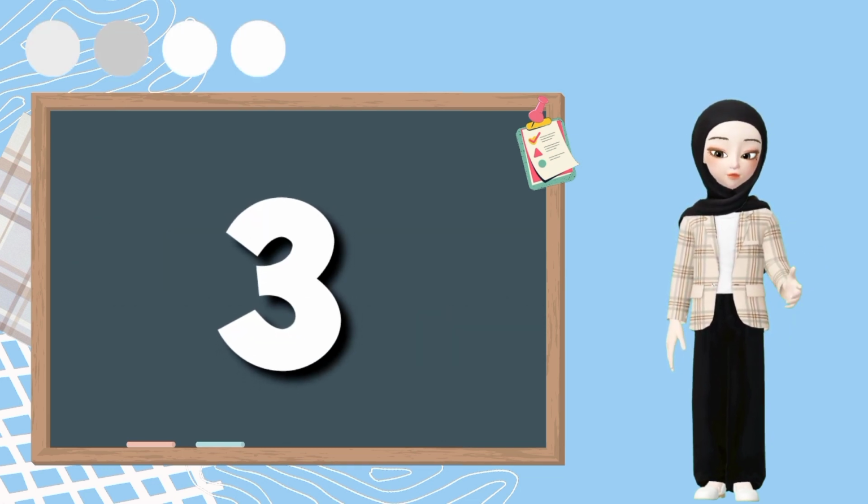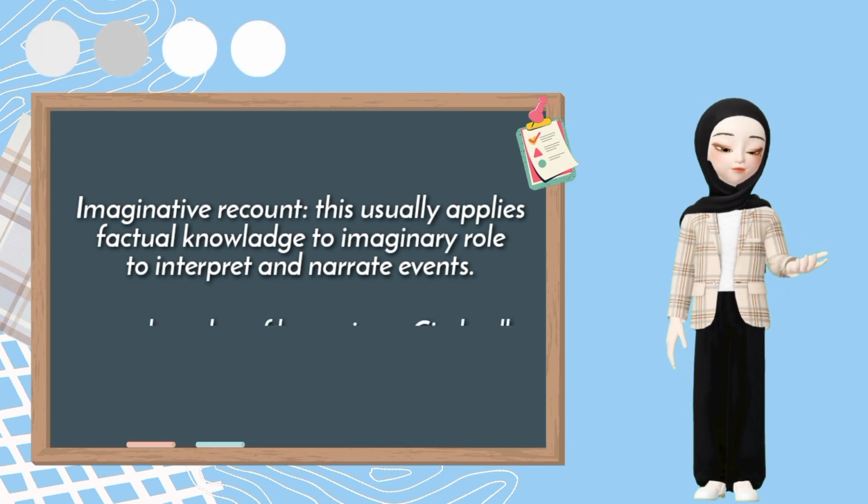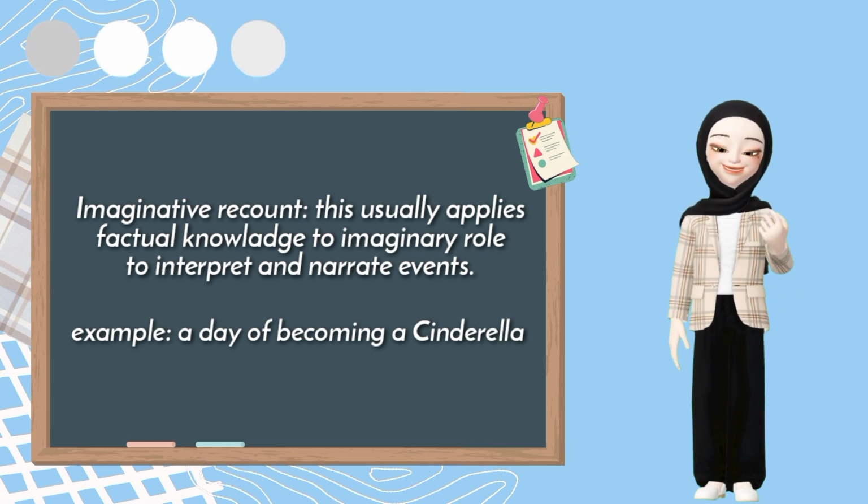Then, the third is imaginative recount. This usually applies factual knowledge to imaginary roles to interpret and narrate events. For example, there's a text with the title A Day of Becoming Cinderella. Actually, it didn't happen in the past, but it's just the imagination of the writer.